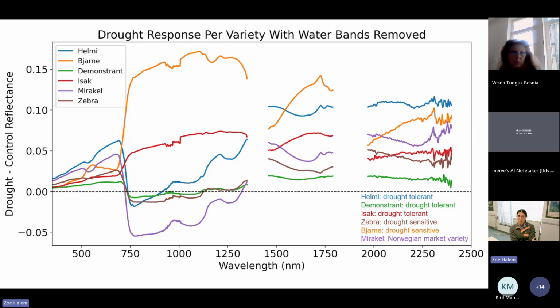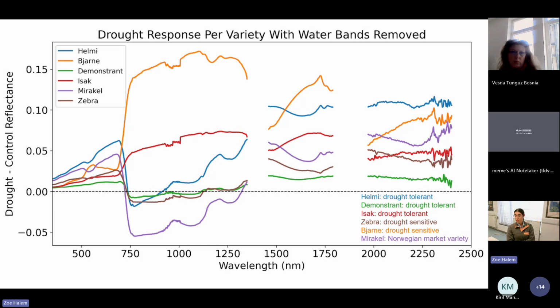So, some preliminary results from this. Here we're just looking at the drought response per variety. The water band regions are just around 1300 and 1800 nanometers. Those are the really noisy regions. But here we're taking an average of all of the control spectra for each variety and the average of the drought spectra for each variety and subtracting to get a difference spectra.